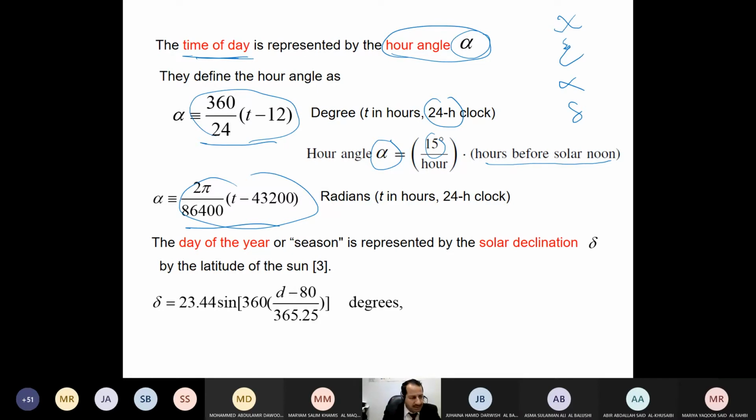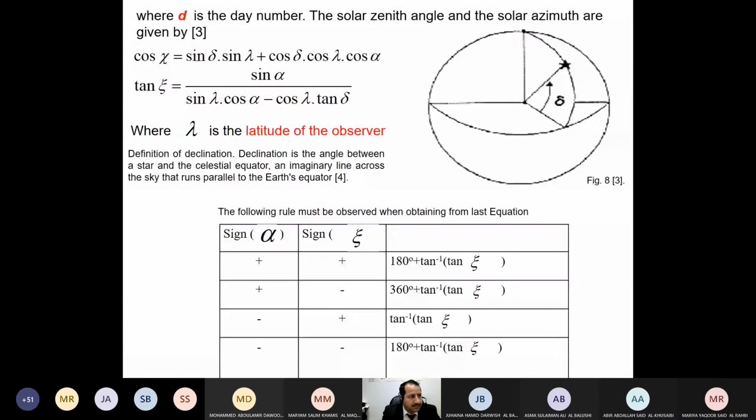So how do we calculate it? This formula is used to calculate it: 23.44 sine of 360 times (D minus 80), where D is the day number from 1 to 365, divided by 365.25 degrees. So we now have 4 angles defined till now, variables. Okay. Now let's come to a really interesting equation. We will use it in examples with me and with Miss Moza in the tutorial.